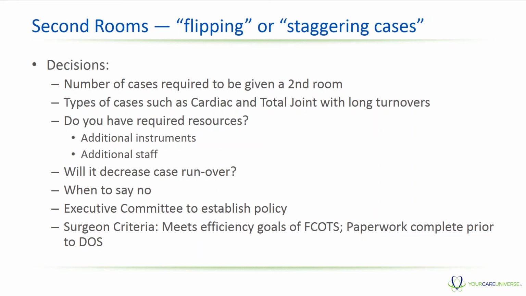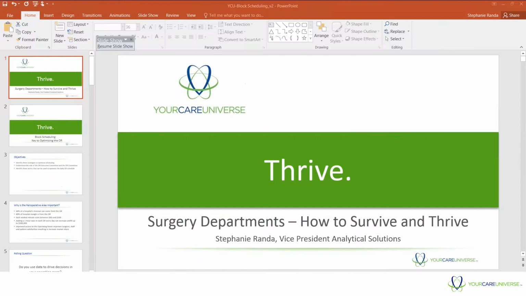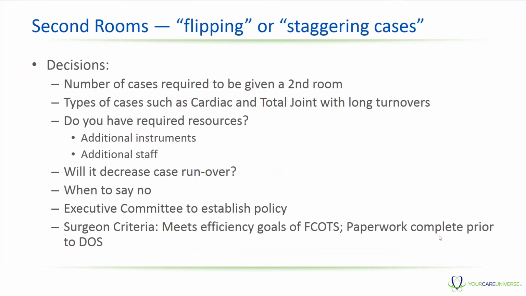And then, is it going to really decrease the cases running over? And then you have to know when to say no. Again, if you stretch your staff too far, if you stretch all your resources too far, then that's going to be problematic, because then the staff start getting upset. Why did we give them the second room? Anesthesia gets upset. Why did you give them the second room? So you really need to know when to say no.